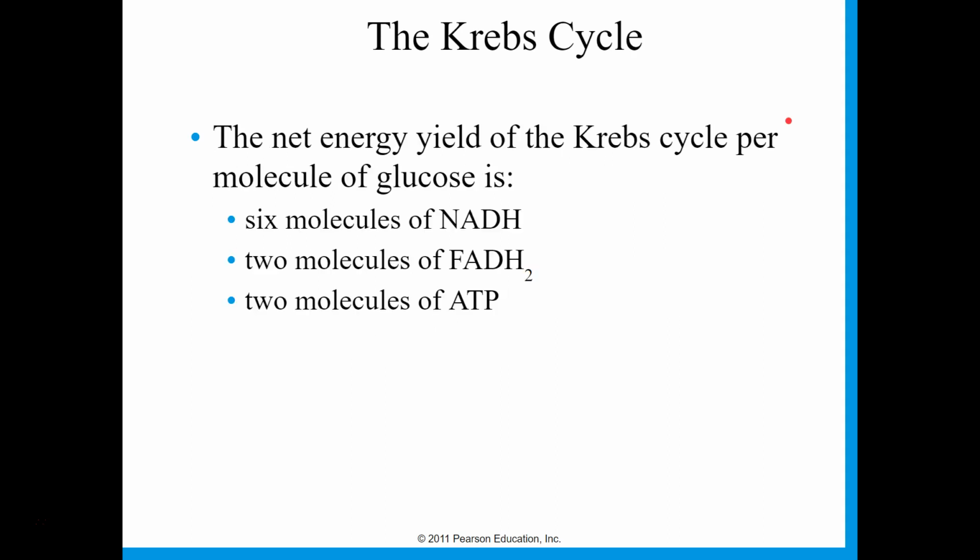So the net energy yield of the Krebs cycle is 6 molecules of NADH, 2 molecules of FADH2, which is just another electron carrier, just like NADH, and you wind up with 2 molecules of ATP. So this is kind of important. If I were you, I would probably know sort of the net yield of each step. So what do you get out of glycolysis? What do you get out of the Krebs cycle? What do you get out of the electron transport chain?